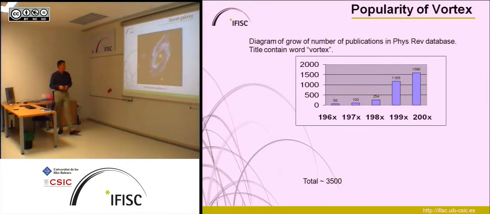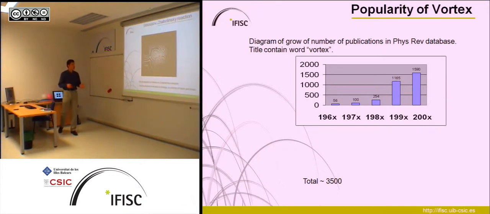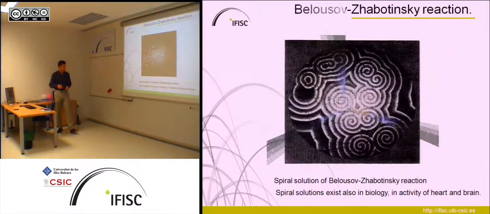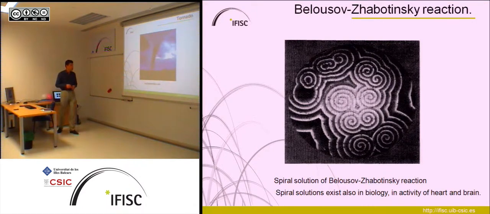Okay, now I would like to give here one nice example of spiral solution. This is a spiral galaxy. Here I give another example of spiral solution, which is the Belousov-Zhabotinsky reaction. There are also spiral solutions in biology, for example, in the patterns of activity of the heart or brain. Here I give the next example of spiral solution, which is a tornado. A tornado, for example, can be frequently observed in America.